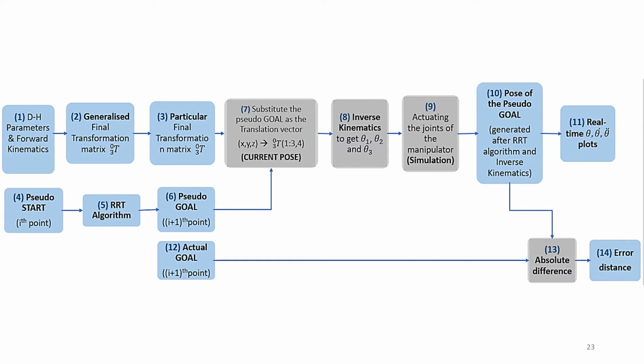The error difference between the actual path and the generated path is analyzed. For testing the error differences, sample alphabetical paths were considered. RRT algorithm was used to find the intermediate i plus 1th point from the previous ith point. The procedure is shown in the figure.